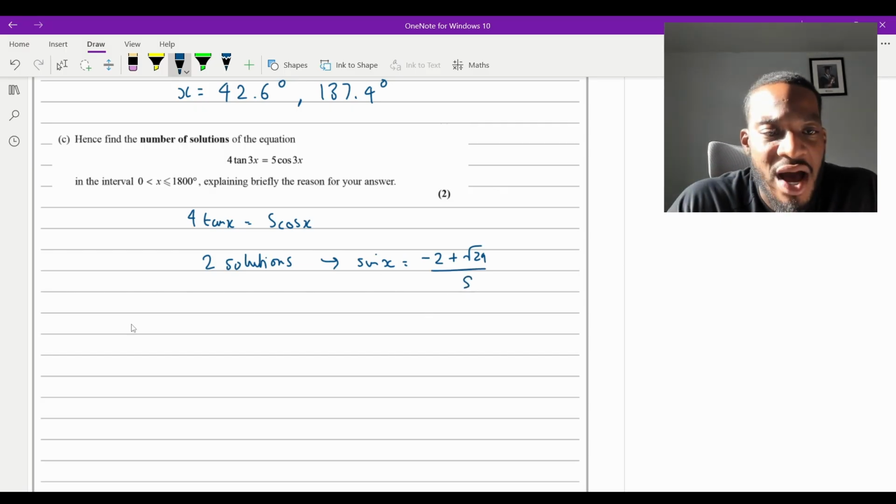So what I like to do when I'm doing these type of questions is this. I've got 2 solutions here, 2 solutions between 0 and 360.